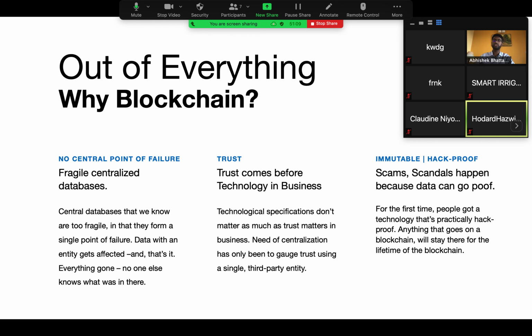No 1, 2 or 3 partners can come together, collude and change the customer data. It will always be called out. This is what makes it practically hack proof. It makes it immutable. It makes it that corruptions and scandals cannot happen, right?